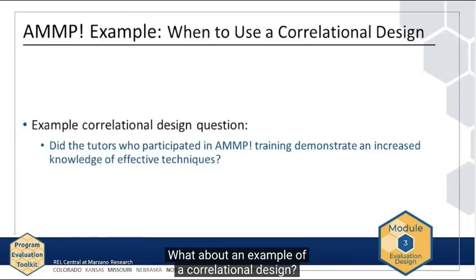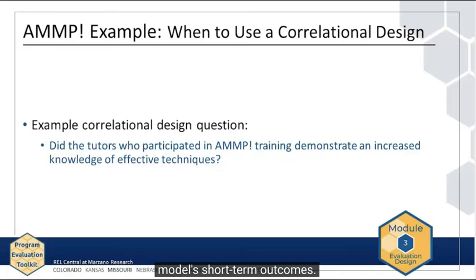What about an example of a correlational design? For the AMP evaluation, the team likely wants to know whether there is a relationship between tutors' participation in the AMP training, one of the logic model activities, and their knowledge of effective techniques, one of the logic model short-term outcomes. They might ask the following correlational design question. Did the tutors who participated in AMP training demonstrate an increased knowledge of effective techniques?